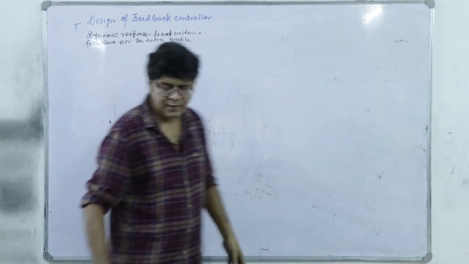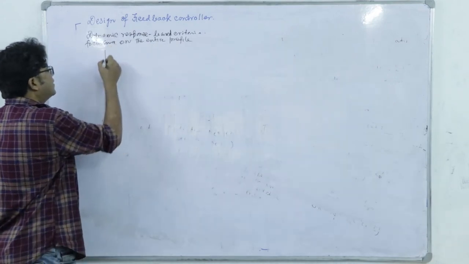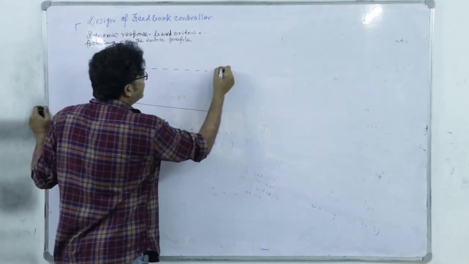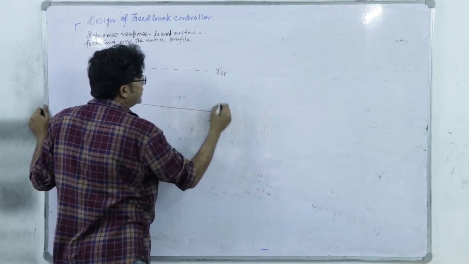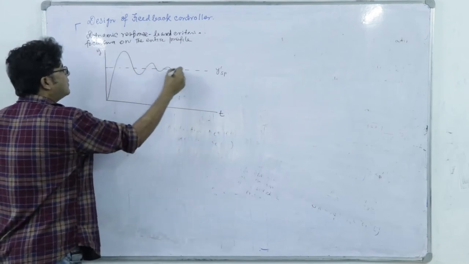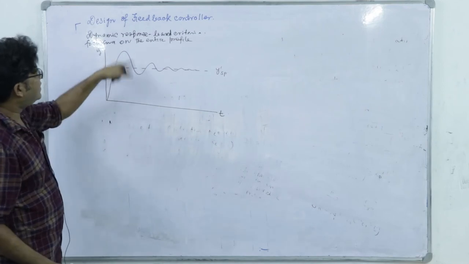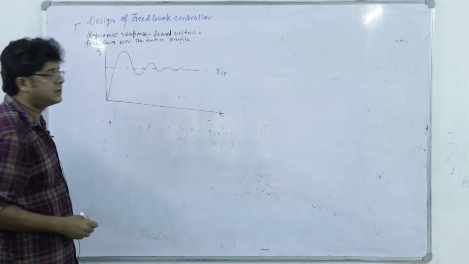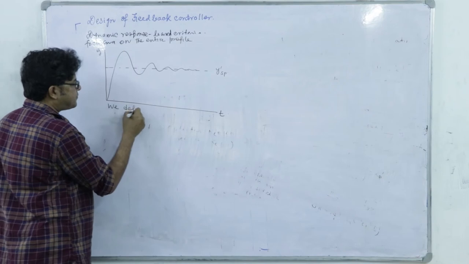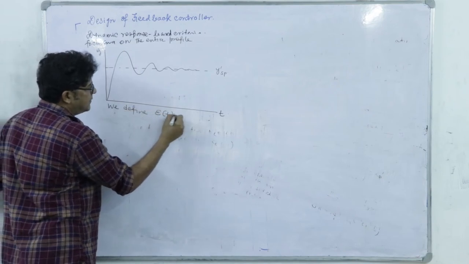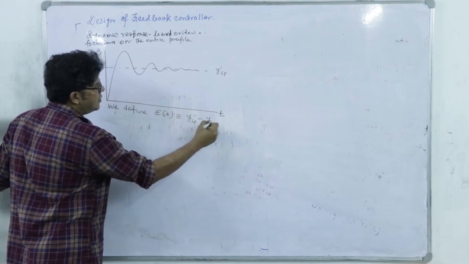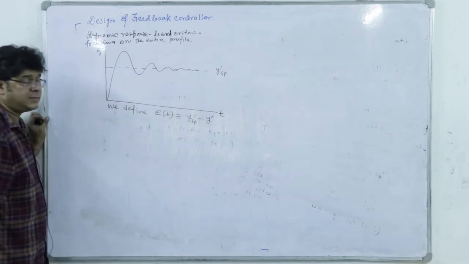Here first we have to understand the notion of error. If this is the y prime setpoint, the desired value, this is t, this is y, and let's say my response is something like this, then at each and every point, unless it settles down to the final value, we have an error. So we define the local error epsilon(t) as y prime setpoint minus y prime, in the time domain.